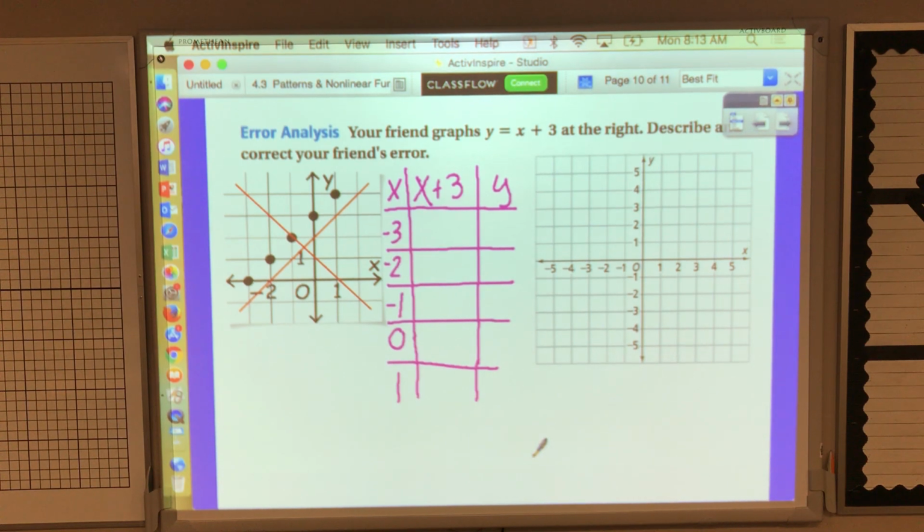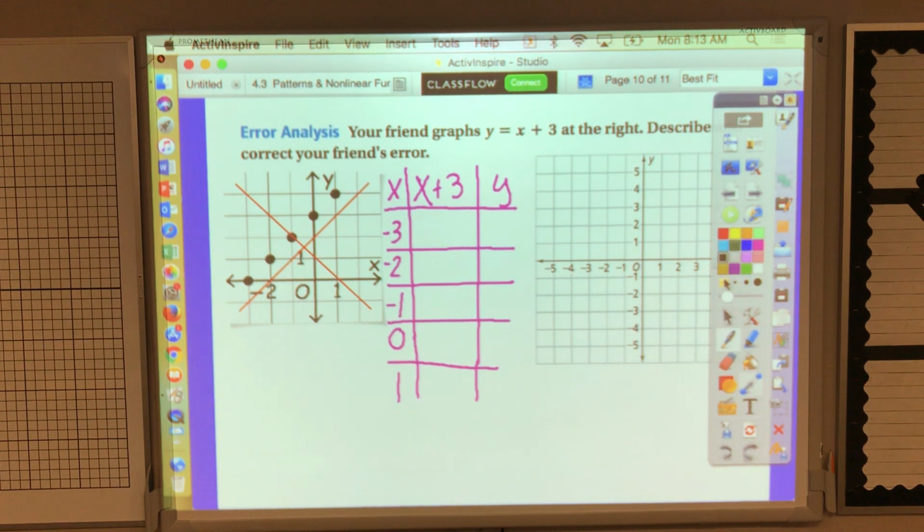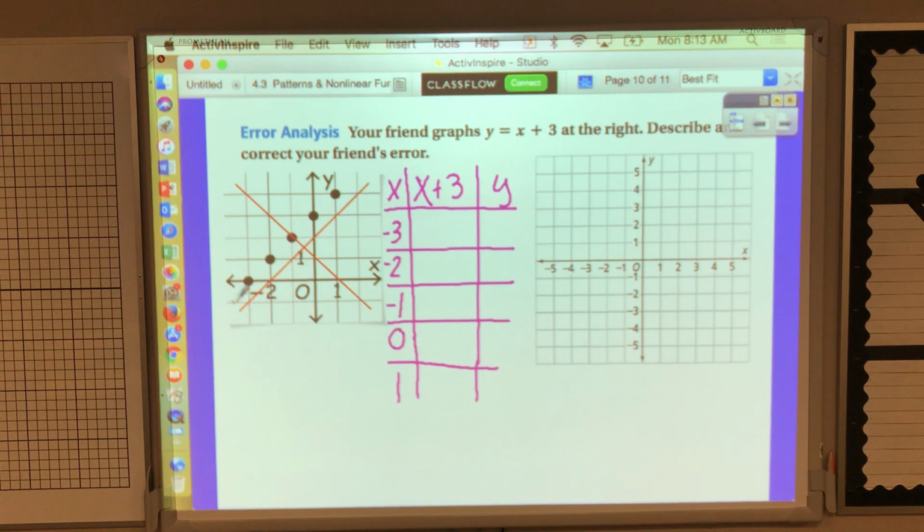So there's that one. And then the last one. Your friend's graph of y equals x plus 3 is at the right. Describe and correct your friend's error. In order to figure out their mistake, I made my function table. And this time, notice, I started at -3, because when I look at their graph, they started at -3.